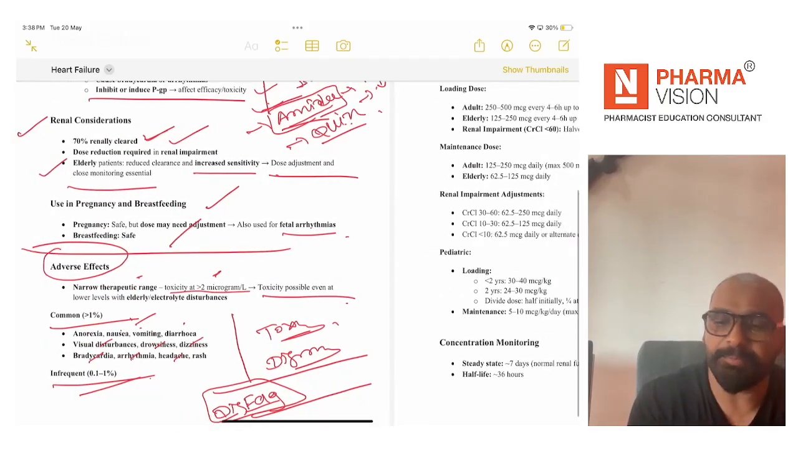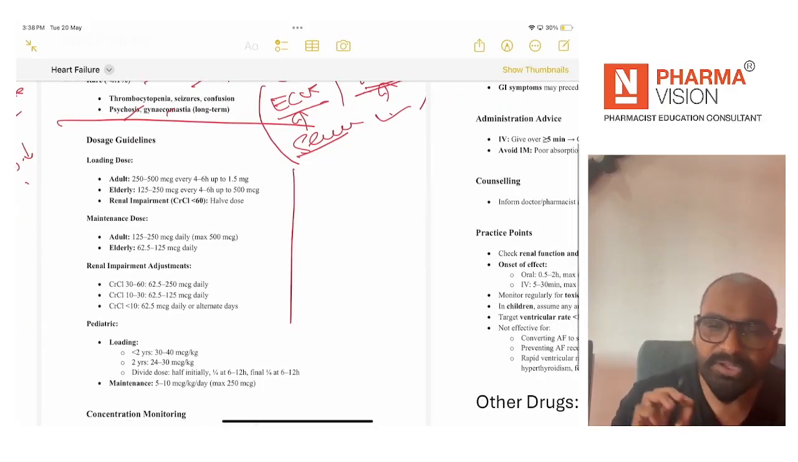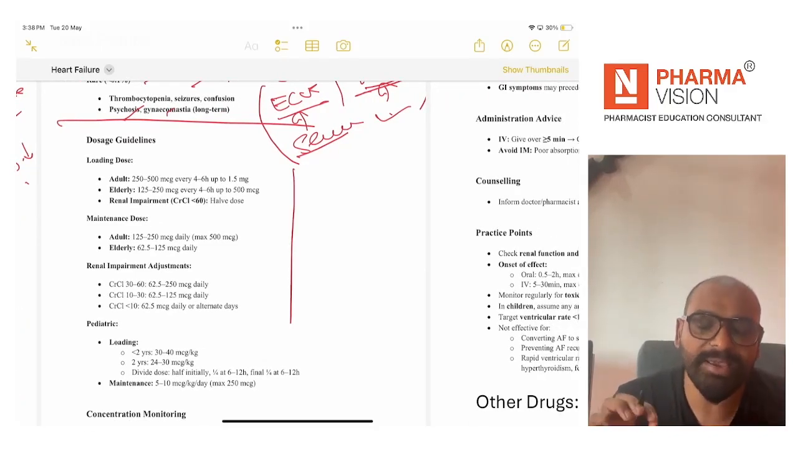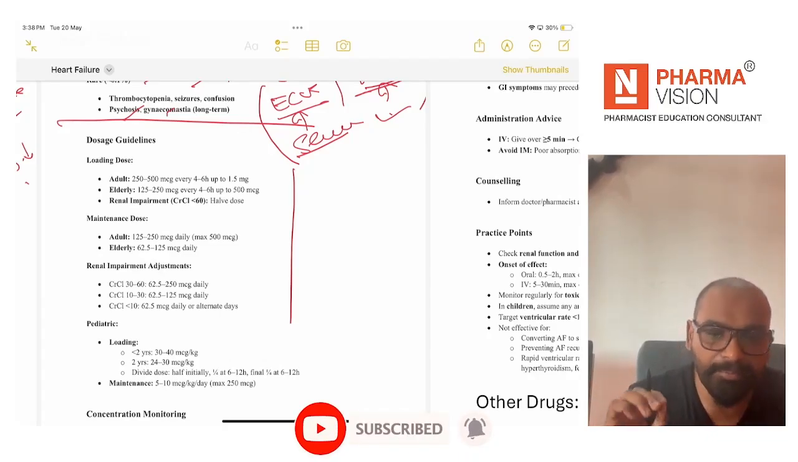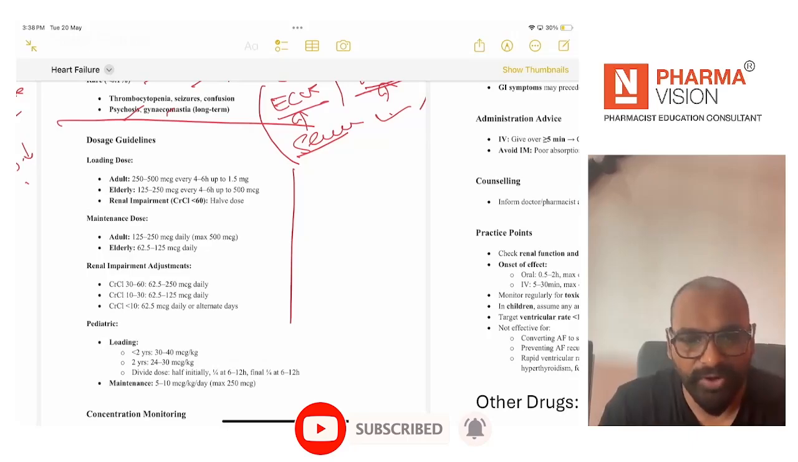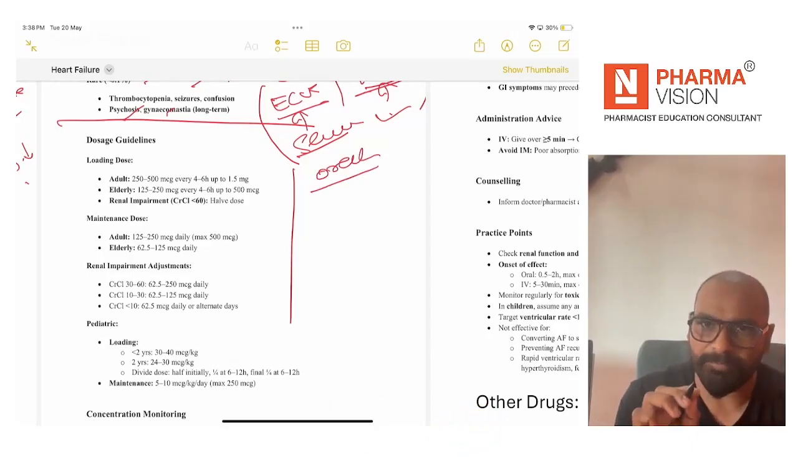This is another important point that you have to keep in mind. In a normal situation, digoxin does not require a loading dose. Normally patients start building up the plasma concentration and achieve steady state concentration in 7-8 days. But if a loading dose is required, an oral loading dose is comfortably okay.